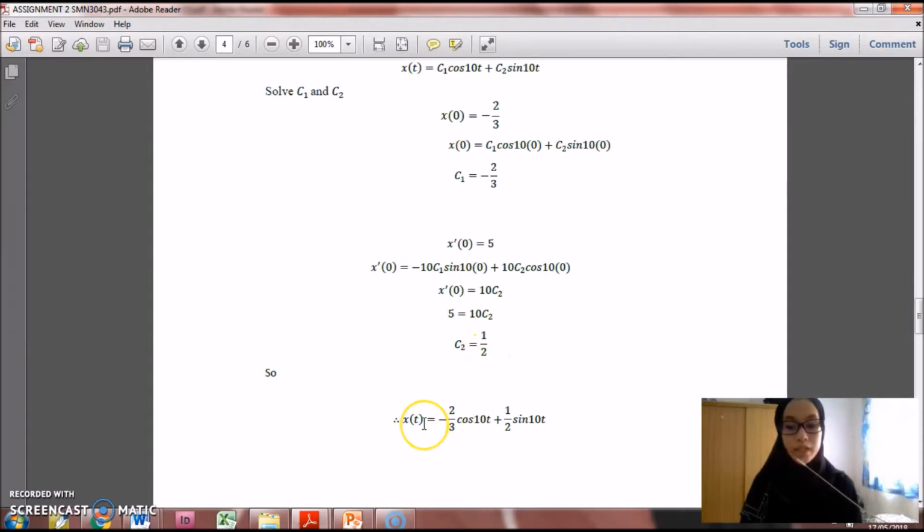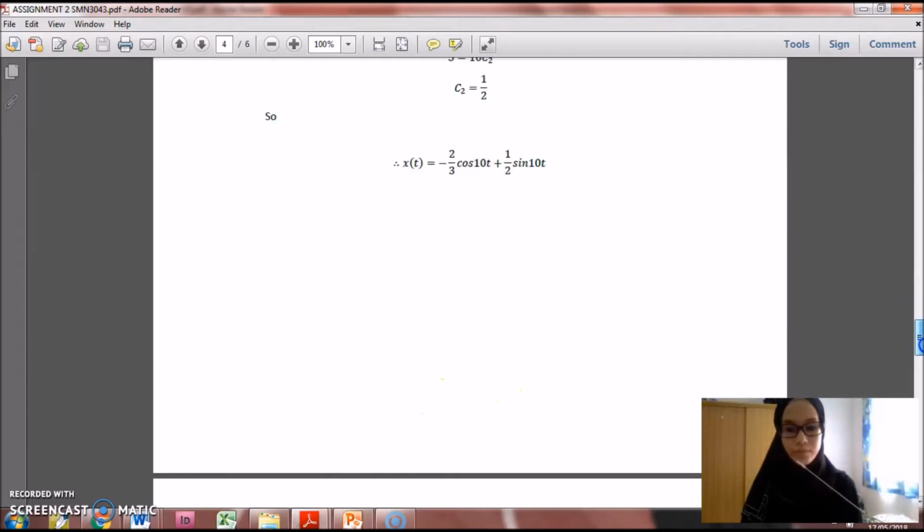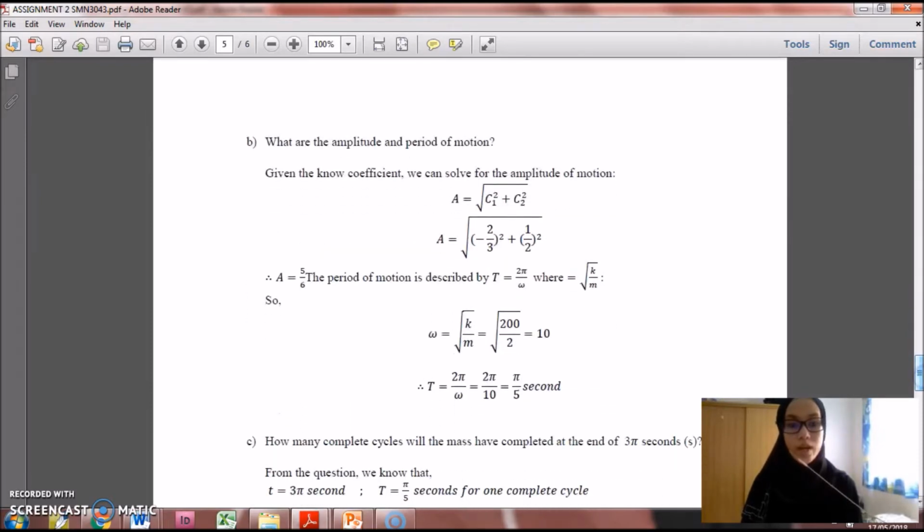So we can write the differential equation solution where x is equal to minus 2 over 3 cos 10t plus 1 over 2 sin 10t. So the next question is, what are the amplitude and the period of motion? Given the coefficients, we can find the amplitude of motion. So here is the formula for amplitude. We substitute the C1 and C2 we got in the previous question.